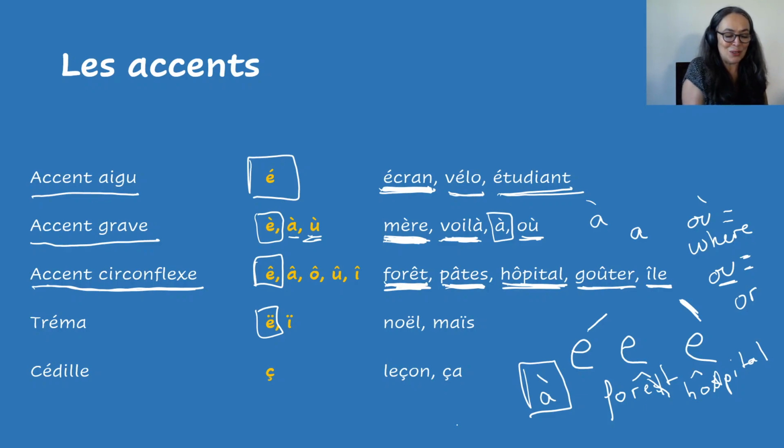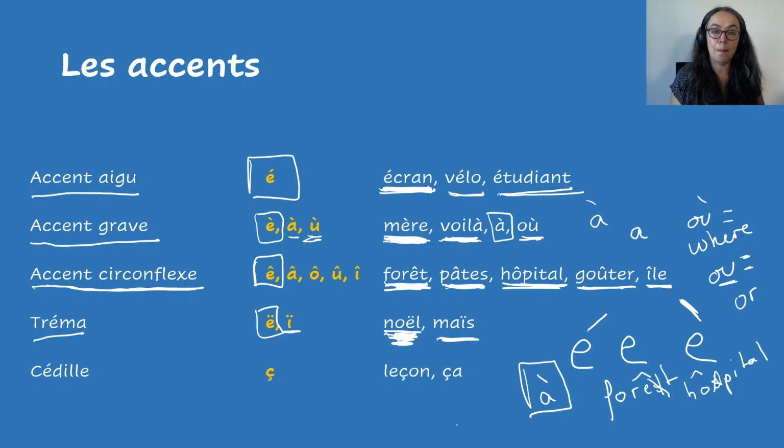Then we have, sorry, the tréma, and the tréma is also going to be on the E and on the I. And we use the tréma to differentiate the letter. That means you have to put a little bit more emphasis on that letter that carries the tréma. For example, Noël, and that means Christmas.